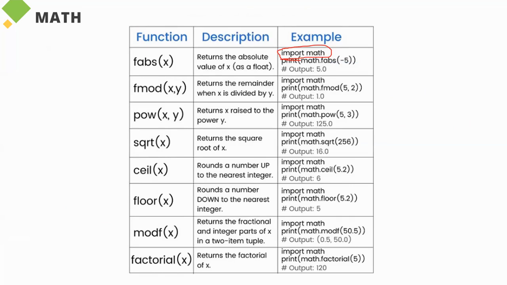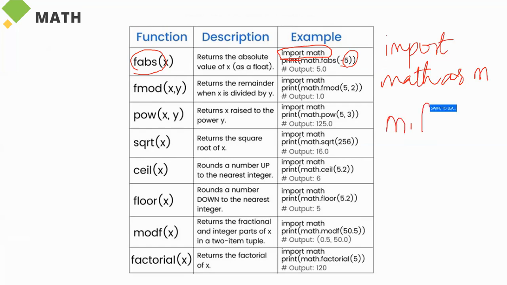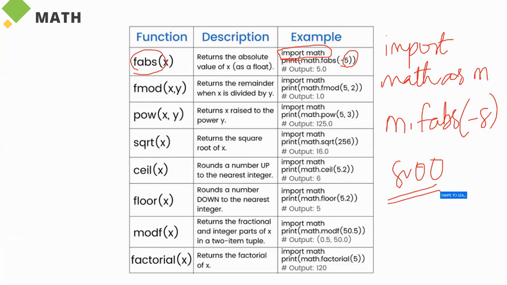I am using the first function, fabs of x. It returns the absolute value of x as a float. If it is minus 5, I am using math dot. If I import math as m, then I can use m.fabs of minus 8. The output would be 8.0. It gives float values, converting all negative values into positive.